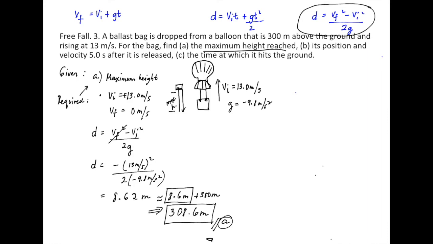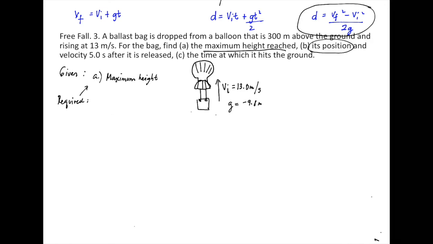This is the answer for letter A. And this time we have to find for letter B: the position and velocity after 5 seconds. And what's our given? Our given is still the same. We have 13 meter per second as our initial velocity. The gravity would be negative 9.8 meter per second square, and of course we have 5 seconds.